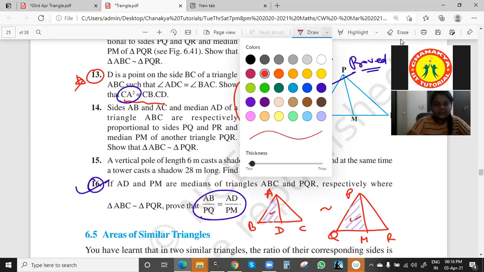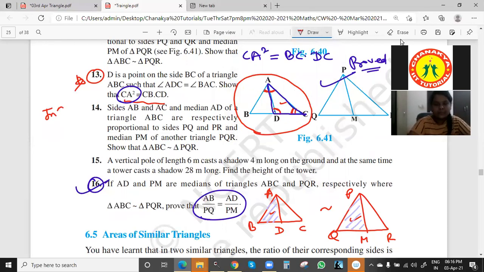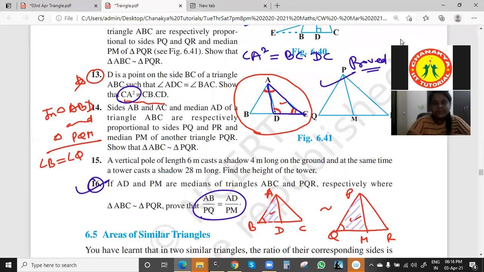We write, in triangle ABD and triangle PQM, angle B equal to angle Q, because we have triangle ABC similar to triangle PQR. So by CPST, corresponding parts of similar triangles, angle B will be equal to angle Q, not an issue.